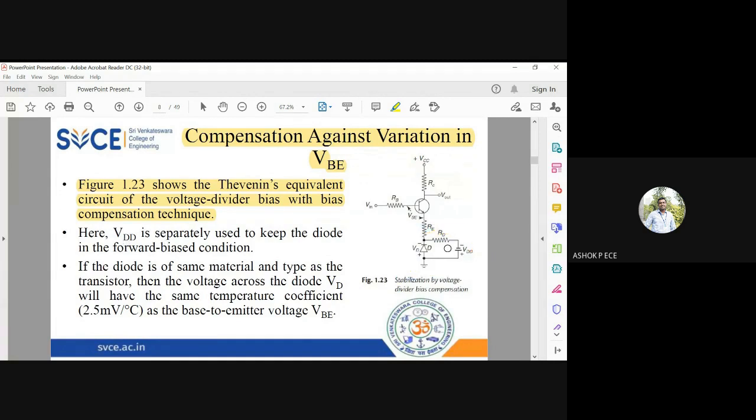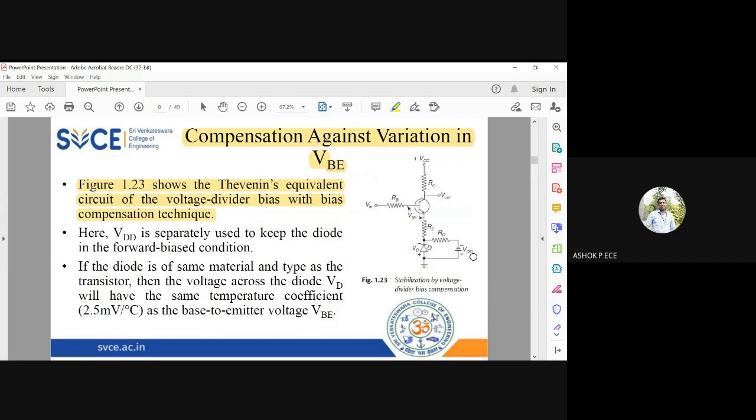Okay, so VDD is separately used because I want to keep this diode always in forward bias condition. So see here, positive to positive, negative to negative. So it is a forward biasing power supply I am giving to my diode. Usually when you connect your diode to the same polarity of battery, it is called forward bias, right? So here also I am connecting the positive of the diode to the positive of the battery, negative of the diode to the negative of the battery. So I am going to have this diode in forward bias always. In the emitter side, I am going to have a diode which is always forward biased.